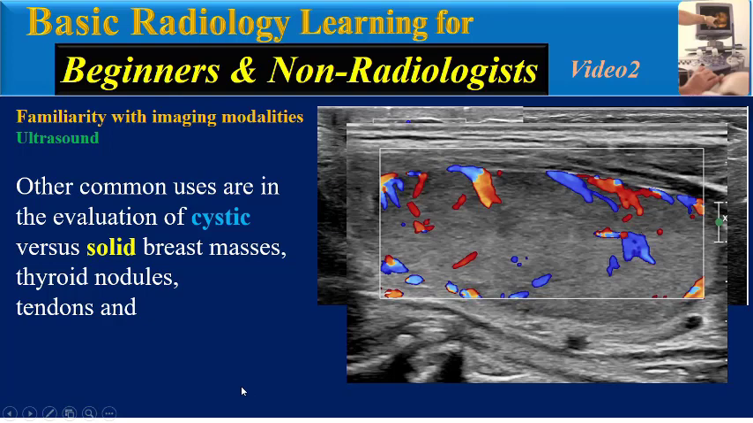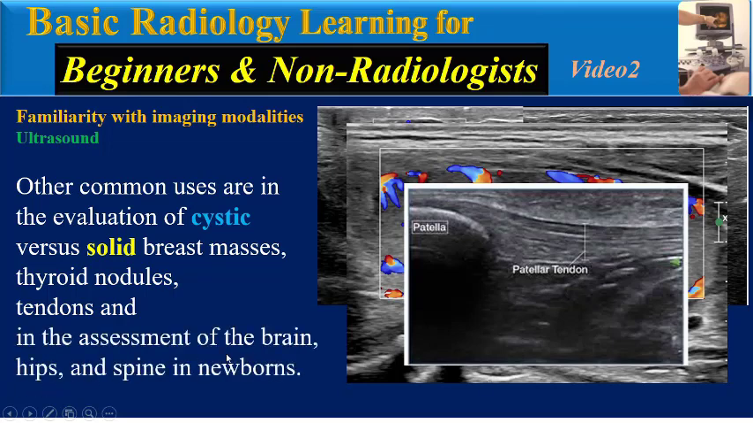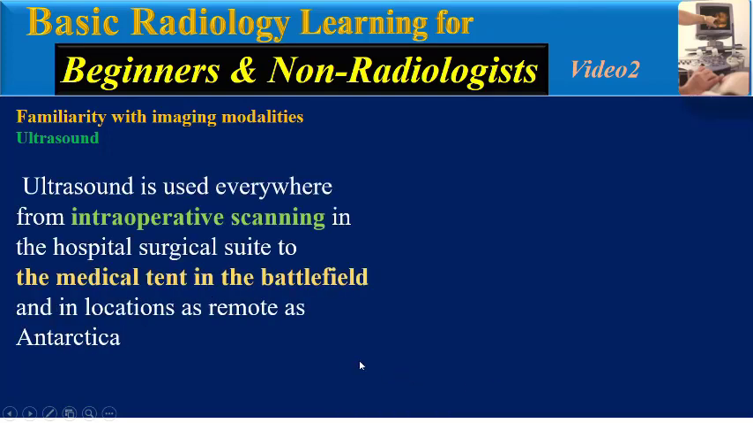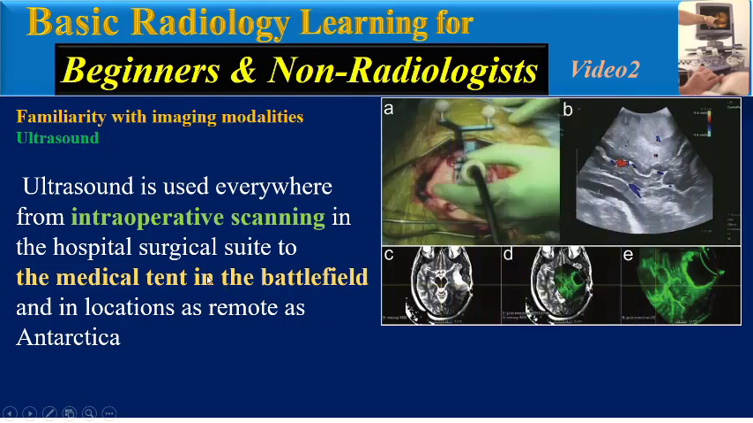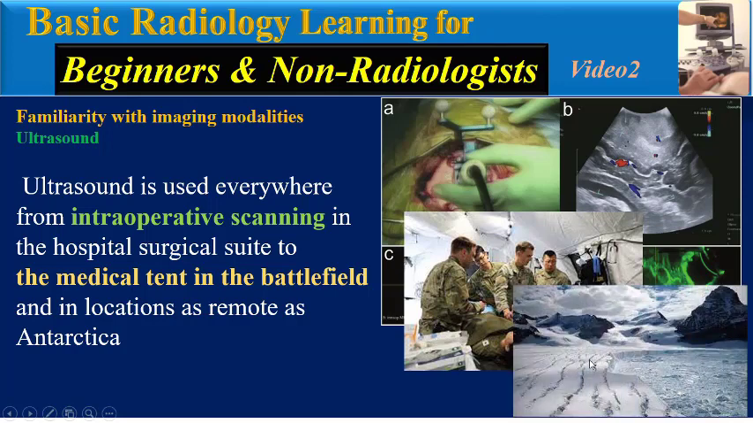Also in the evaluation of muscular tendons, we can see here the patellar tendon in the knee, and also in the assessment of the brain, hip, and spine in newborns. Ultrasound is used anywhere from intraoperative scanning in the hospital surgical suite, as we can see here, an ultrasound probe on the brain surface in the neurosurgery operating unit, to the medical tent in the battlefield, and in locations as remote as very cold regions like Antarctica.